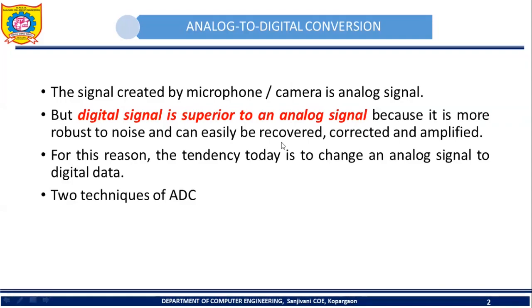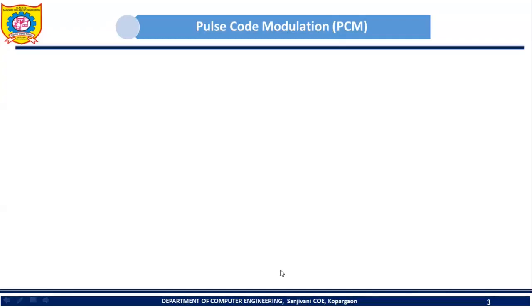There are two techniques which we are going to discuss for converting an analog signal to a digital signal. Which are those techniques? The first one is pulse code modulation, in short called PCM, and the second one is delta modulation. First of all, we are going to discuss pulse code modulation. Now let's discuss the first technique, that is pulse code modulation, in short called PCM.